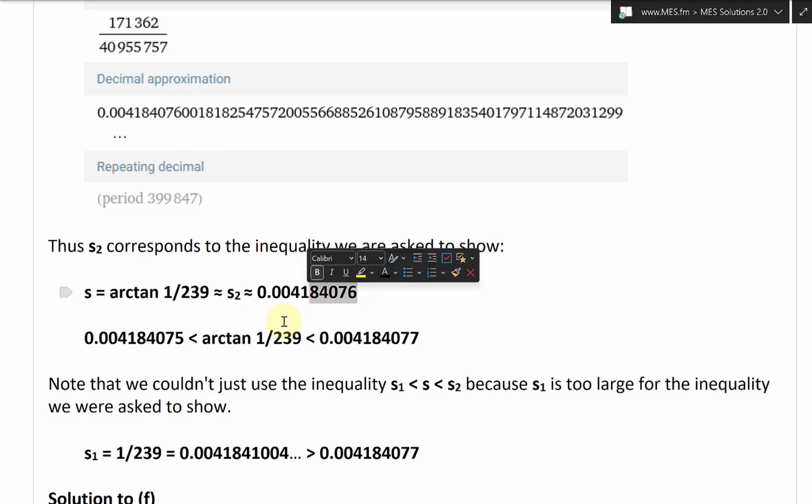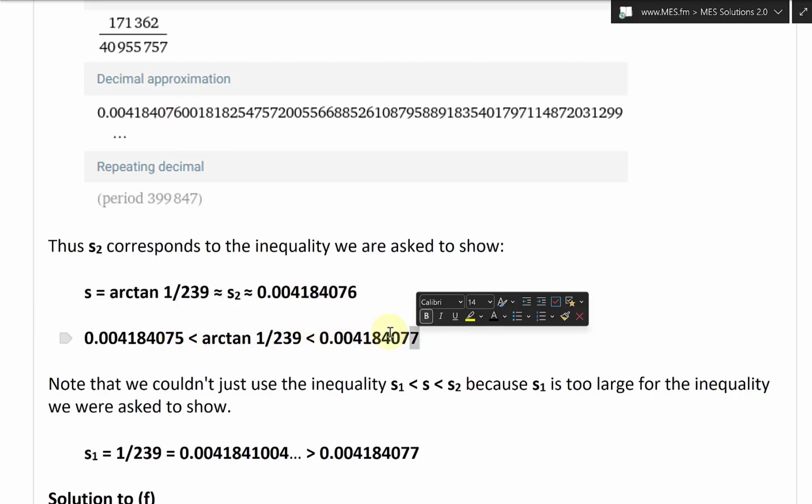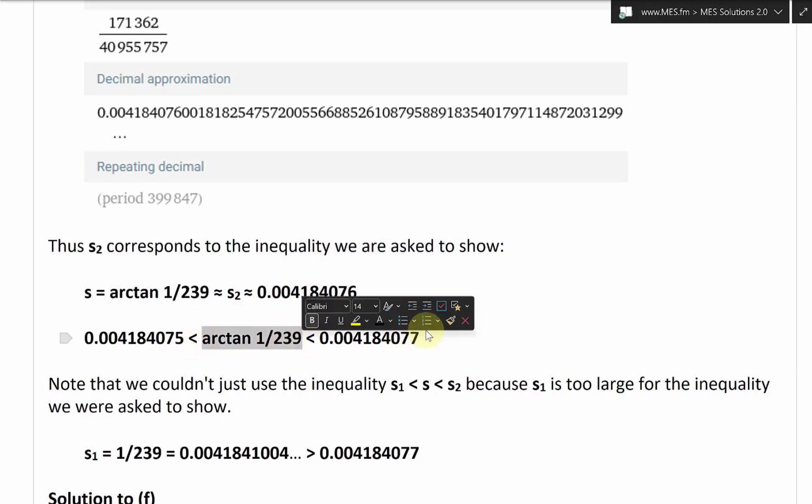To 9 decimal places, notice there's a 5 in the one we're asked to show, and a 7 in the other, and this one is a 6. So it's in between these two. The arctan is in between, because remember the remainder is very, very small: 13 decimal places as opposed to 9.